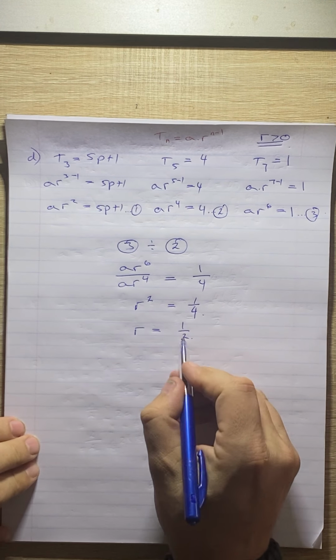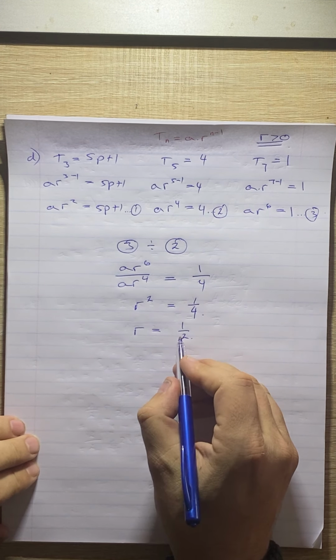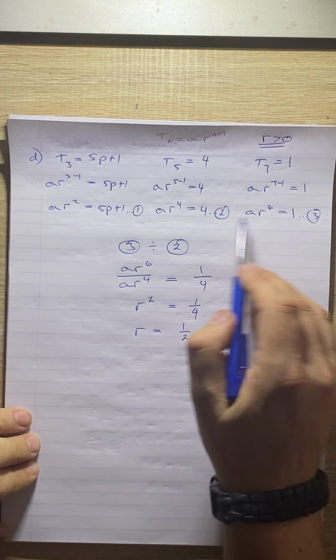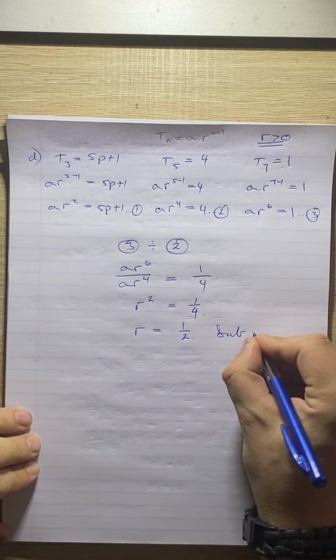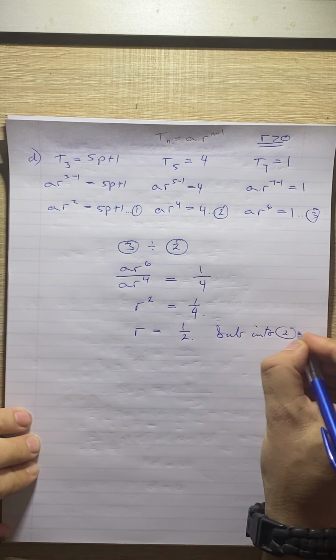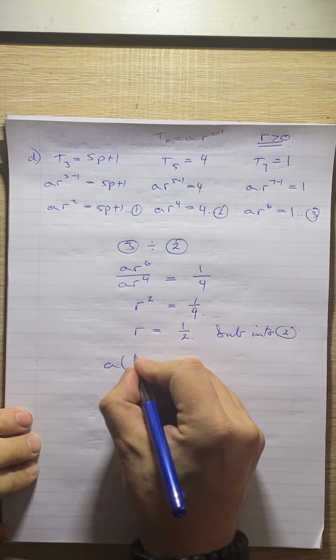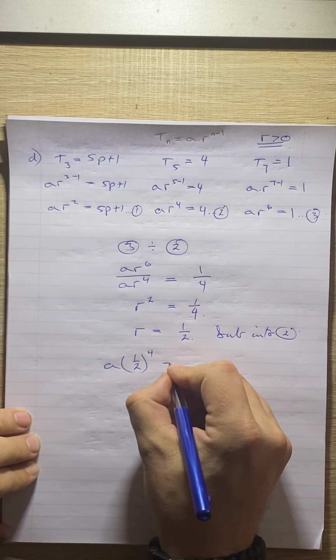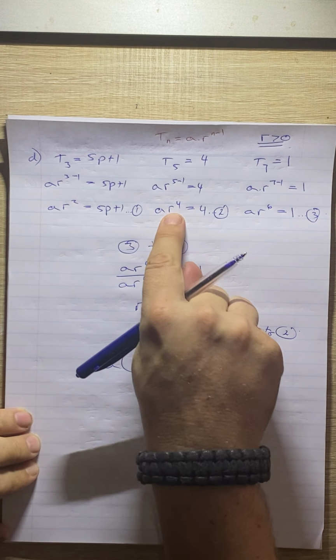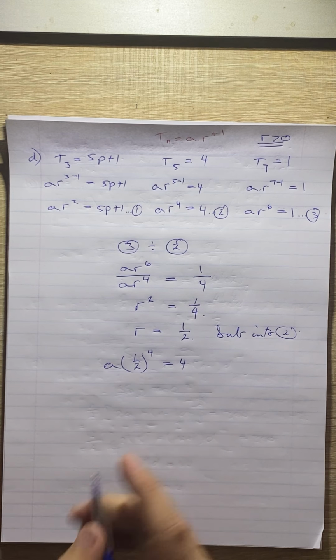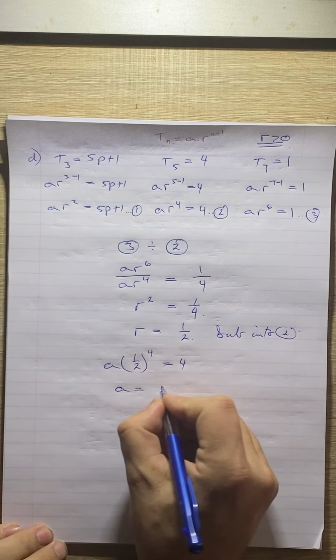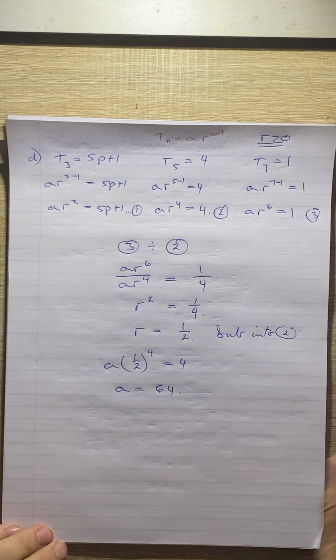Okay. So now that I know that R is a half, I am now going to substitute into either 2 or 3. It doesn't make a difference, just to find out what A is. So I'm just going to sub into 2, and we get A times a half to the power 4 equals 4. So I've just taken that value and plugged it into there. So we're going to get A equals 4 divided by a half to the power of 4, and we get A is equal to 64.